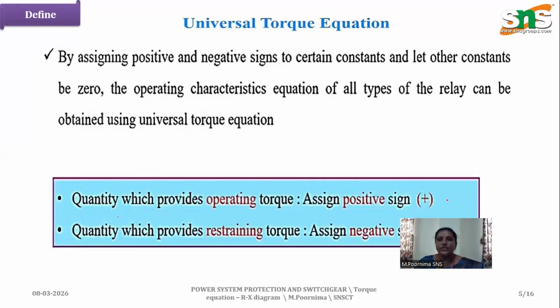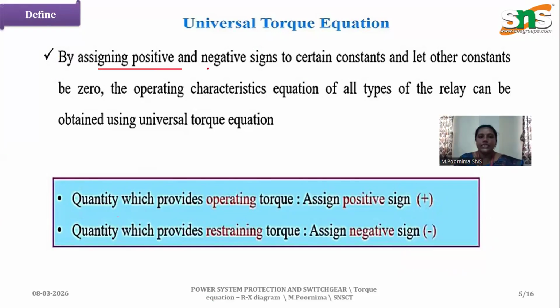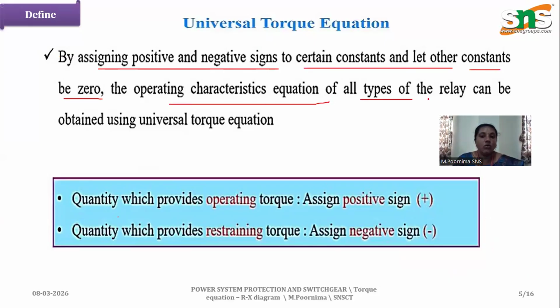By assigning positive or negative signs to certain constants and letting other constants be zero, the operating characteristic equations of all types of relays can be obtained from the torque equation. The quantity which provides the operating torque is assigned a positive sign, and the quantity which provides the restraining torque is assigned a negative sign. When it trips, that is positive. When it refuses to trip, that is negative.